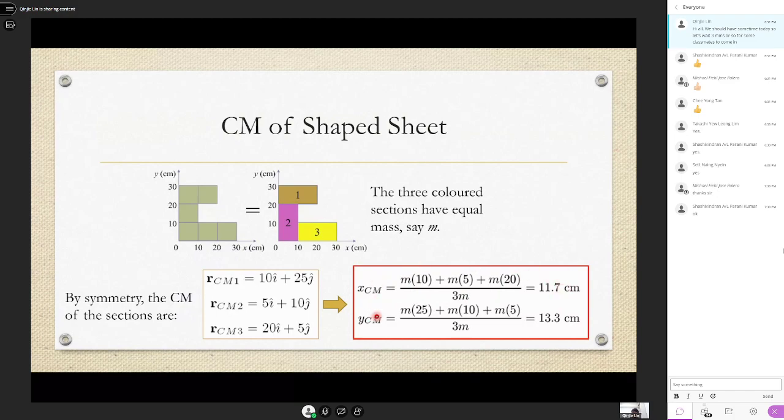If you do this, you're going to find the X coordinate of the CM. Then you do the exact same thing, but now for the Y coordinate, and you get another value. So these coordinates will be the CM of this entire shape. 11.7 will be the X, 13.3 will be the Y. If you want to plot it out, the CM will be somewhere around here, at 11 and 13.